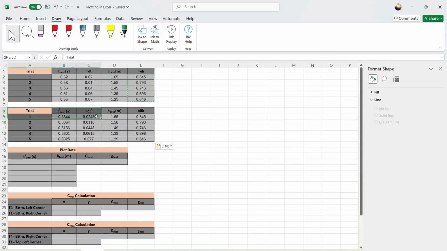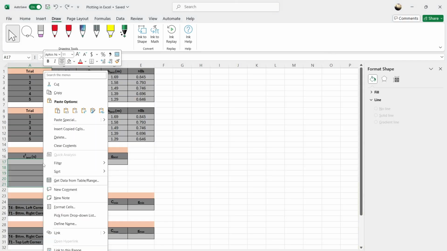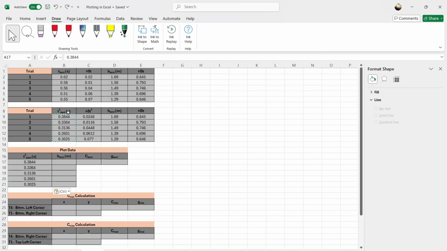All right, so this is our new trial data. We know that h is equal to 1/2 g t squared, but we don't know what 1/2 g is. We're trying to find 1/2 g. So we're going to take our t best values that we have here. Let's redo that again. Sometimes when you're copying and pasting into Excel, you might have to specify that you want just the values. So there we go. And we'll take my h best data as well.